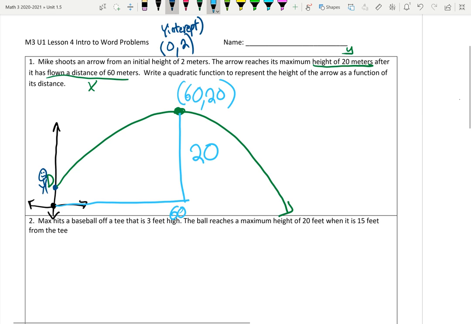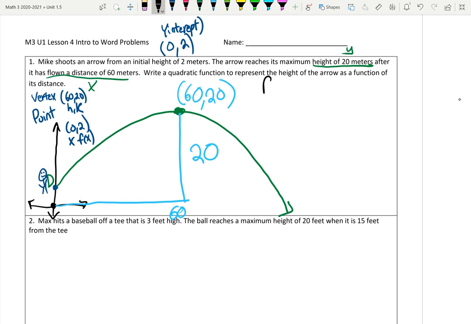What have we been given? We have been given the vertex, which is 60, 20, (h, k). And we've also been given a point, which is 0, 2, the x and f of x values. I think I know where I'm going to go here. I'm going to choose to use vertex form: f of x is equal to a times (x minus h) squared plus k.